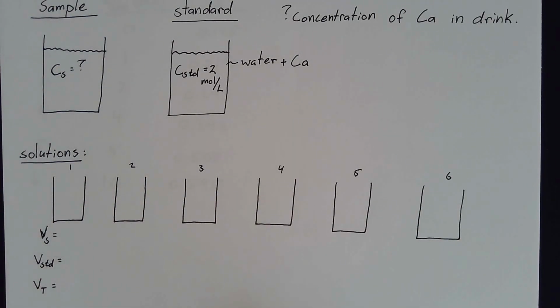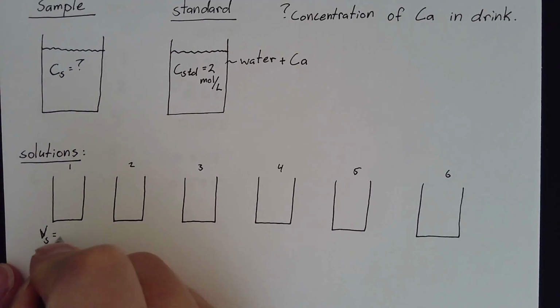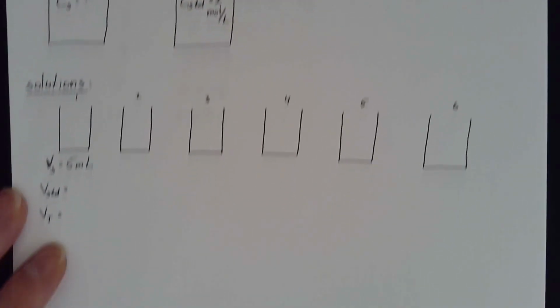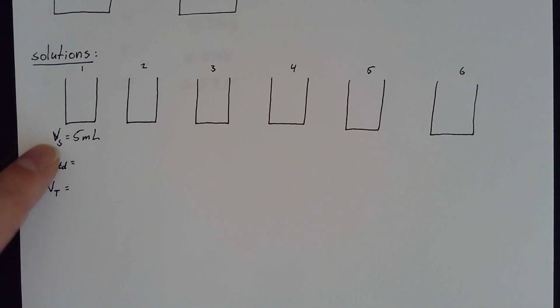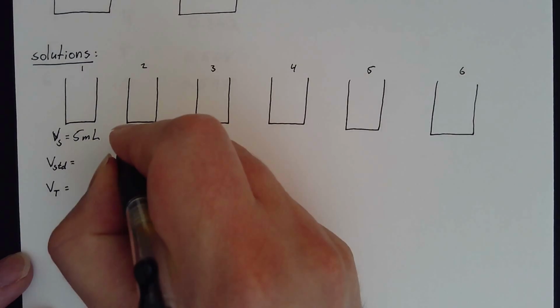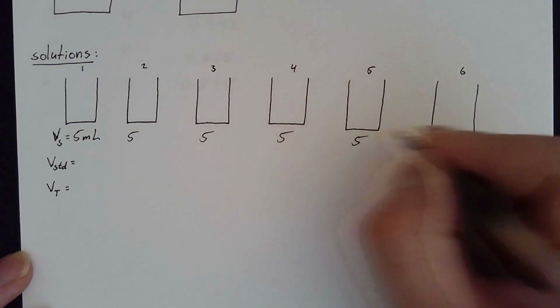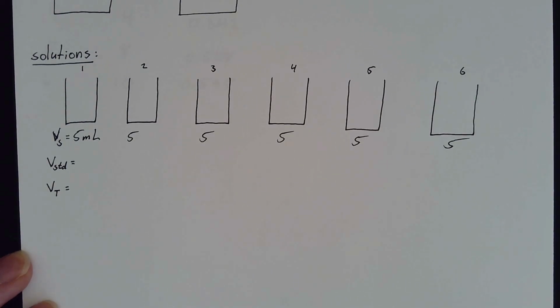So we have to decide how much of our sample we want to put in each one. And remember, we put the exact same amount in each one of them. And so here we're going to do 5 milliliters. So it's going to be 5 milliliters for every single one of these, of our sample solution. So that's going to be 5, 5, 5, 5, and 5.